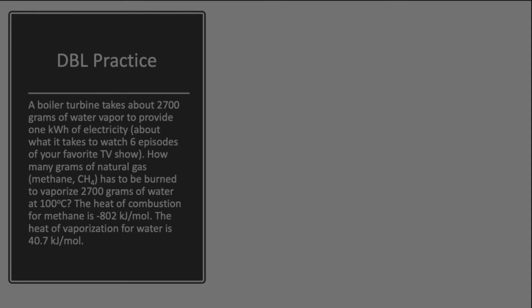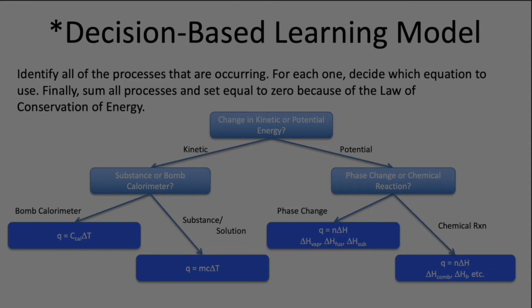And then we're going to have some methane that's going to be burning. So let's come back to our decision-based learning model, and let's talk about our water that's vaporizing. The water is vaporizing, that's a change in potential energy, and it's a phase change, so I'm going to use Q equals n delta H for my water.